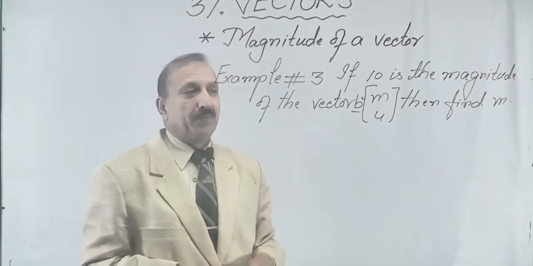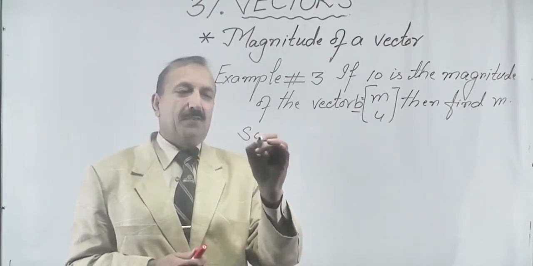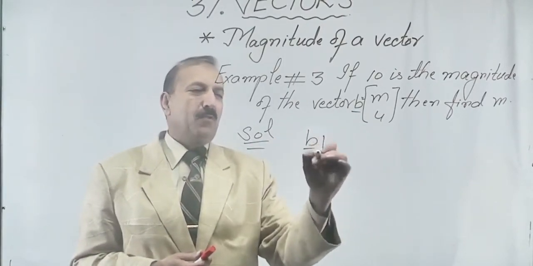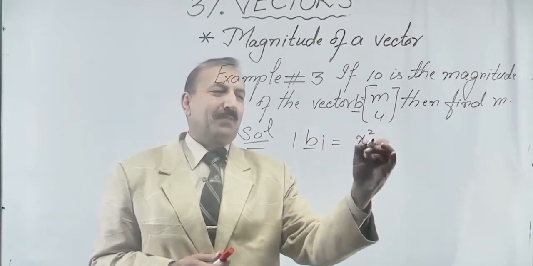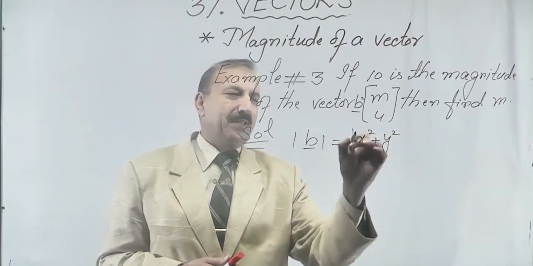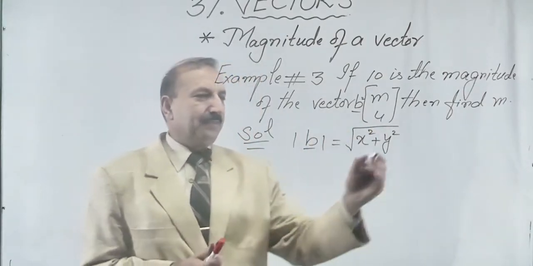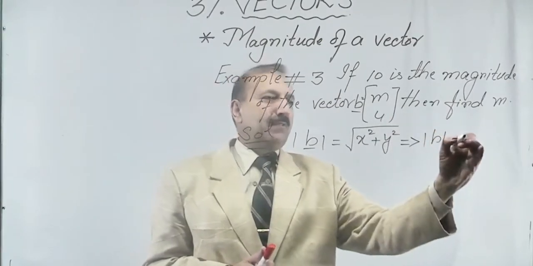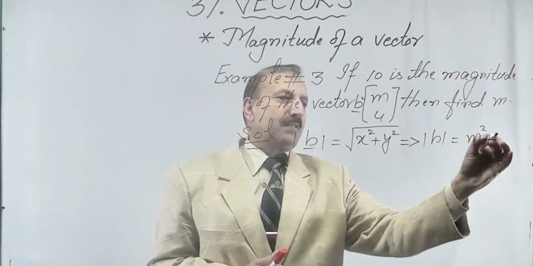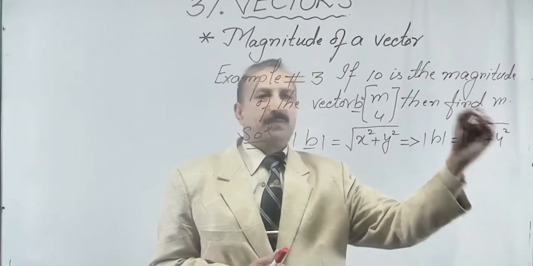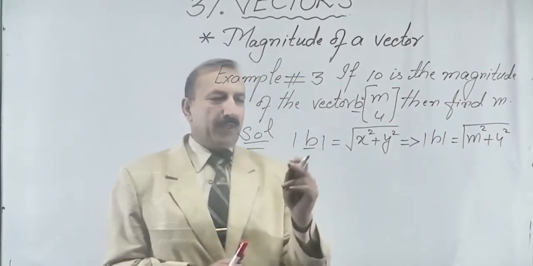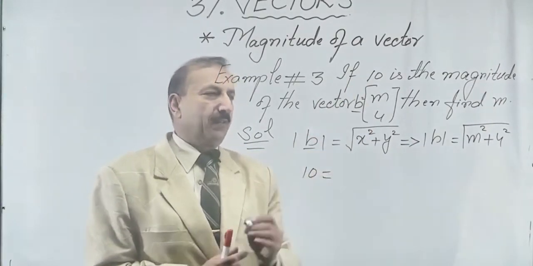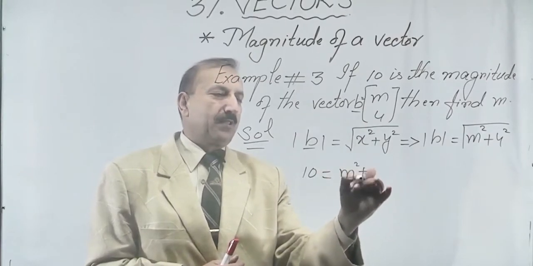To find its value we will proceed in the same way as we did in previous examples, that we will write the magnitude of vector b in the form of this formula. Here is the formula, and this implies that the magnitude of this vector will be the square root of m square plus 4 square. And now in place of the magnitude of b we will use the value given. This is 10, the magnitude already given, and this is m square plus 16.